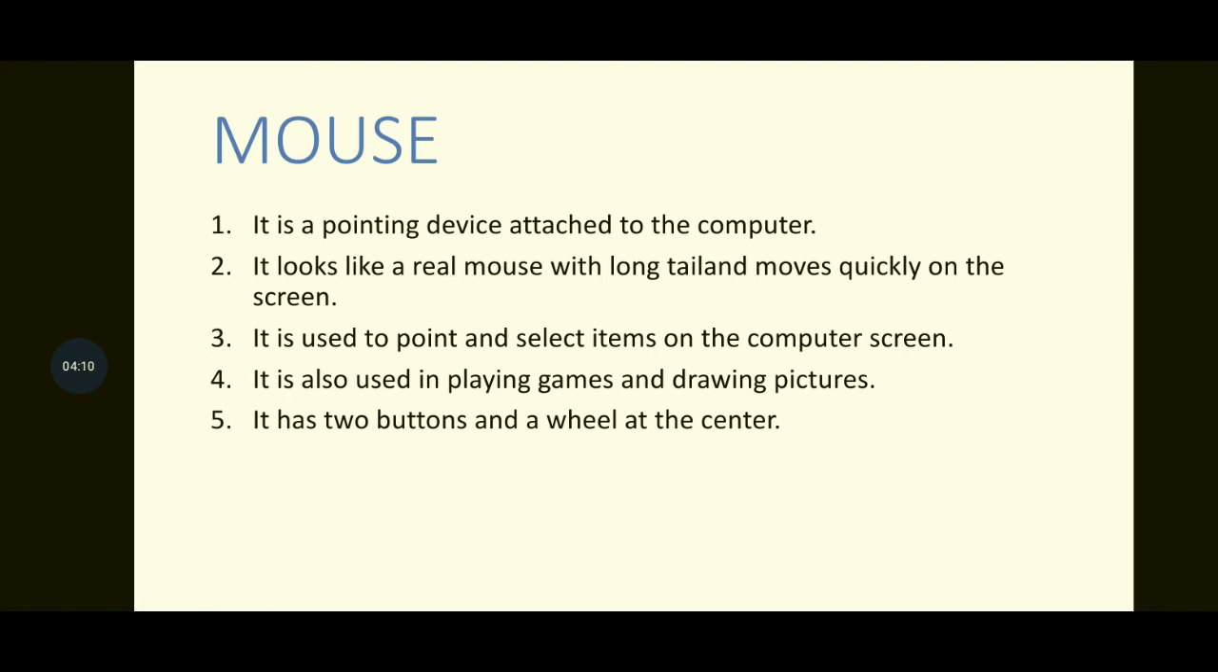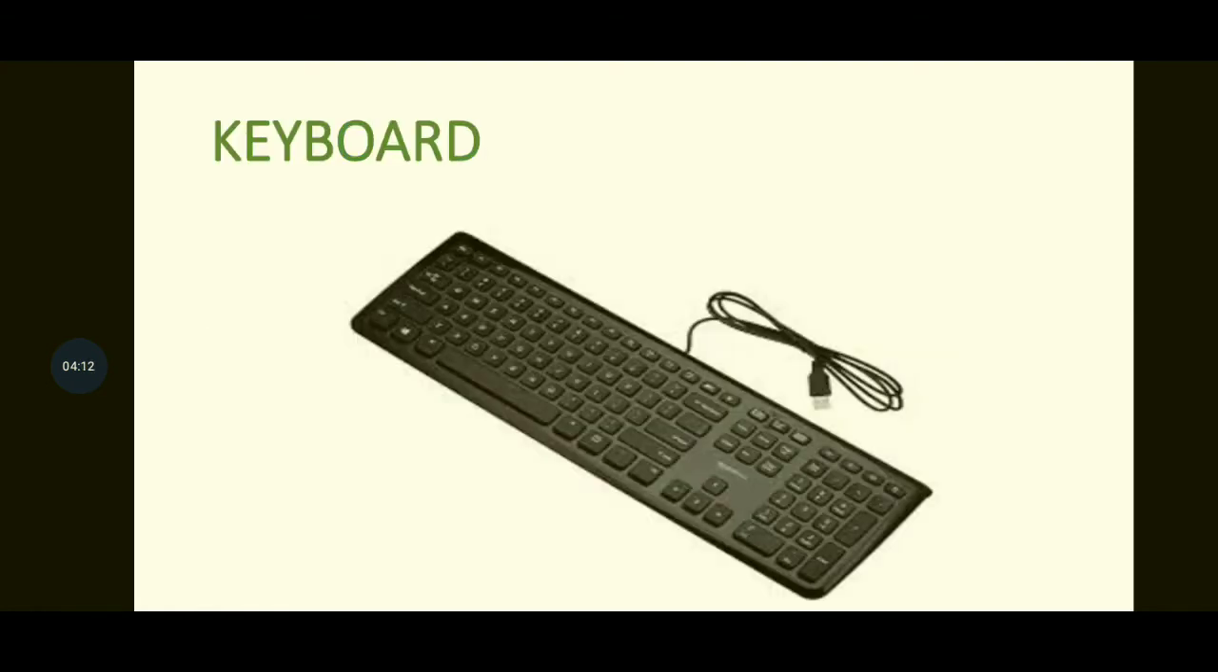Next we will see the keyboard. Here in this keyboard we have many buttons. These buttons we call keys. We have many types of keys here, like alphabetical keys, number keys, and some special characters, space bar, enter, backspace. Likewise we have many keys on this keyboard.